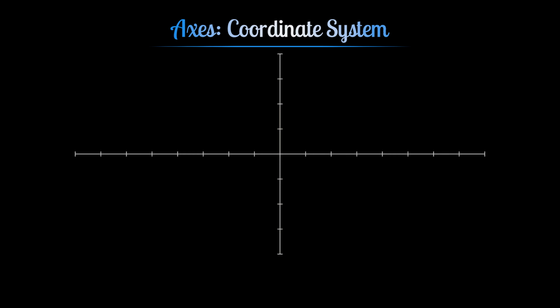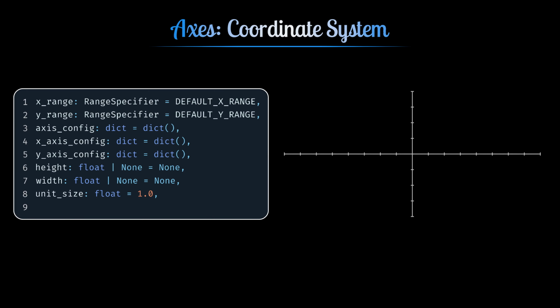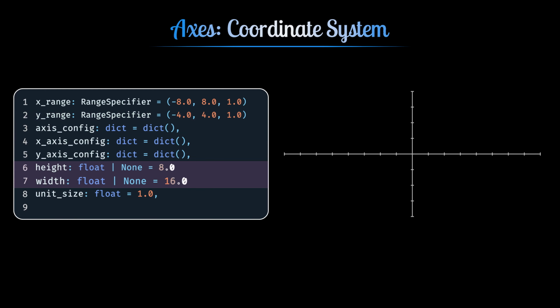To modify these axes in the canvas, we have these parameters. The x_range parameter specifies the minimum and maximum value of the x-axis. The default range is -8 to 8, with a step size of 1 unit. The same behavior applies to the y_range parameter for the y-axis, but the default range here is -4 to +4. To adjust the dimensions of the axis, like the height and the width, we can use the respective parameters.